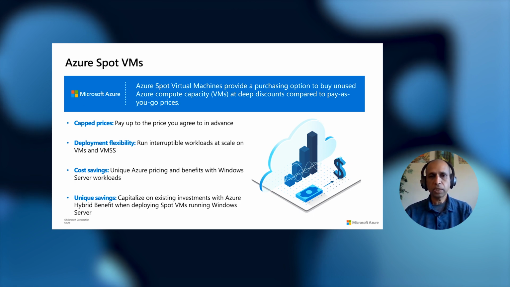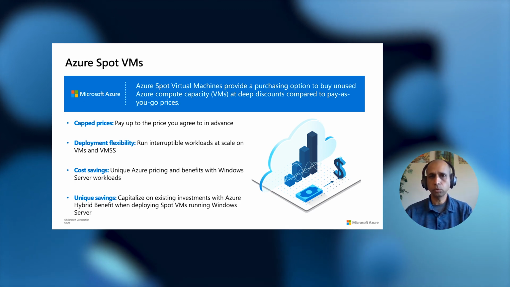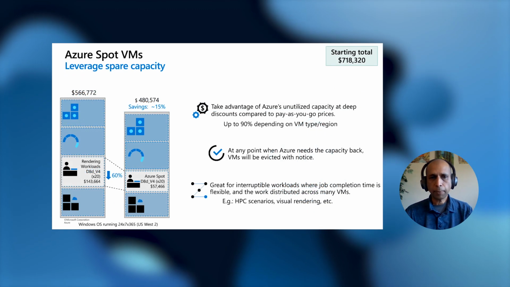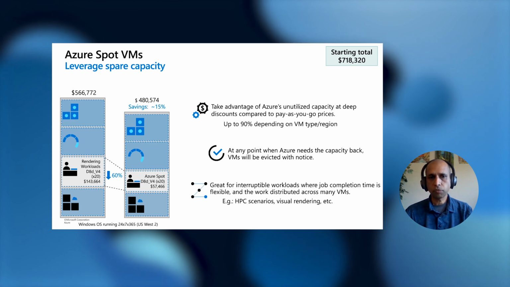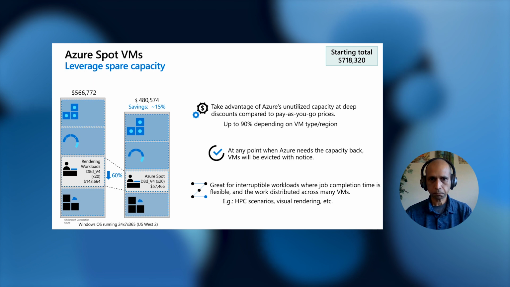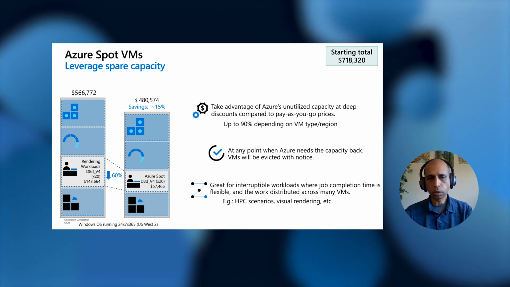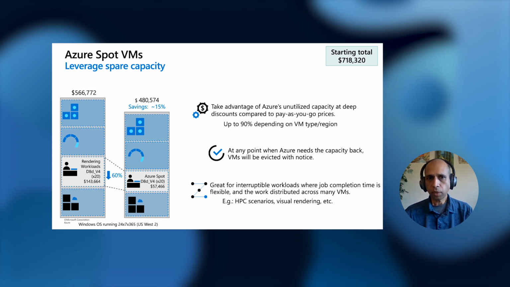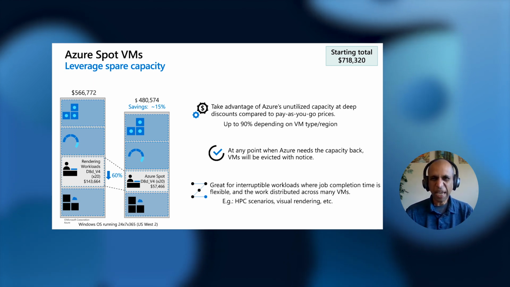It also offers you unique savings because you're able to capitalize on your existing investments with Azure Hybrid Benefit, when you use Azure Hybrid Benefit to deploy Spot VMs. In our application, we're using Spot VMs for the rendering workload portion of the application. With this, we've modeled a savings of about 60%. With Spot VMs, you can actually get up to 90% of savings, and it depends upon the VM type and the region in which you deploy.